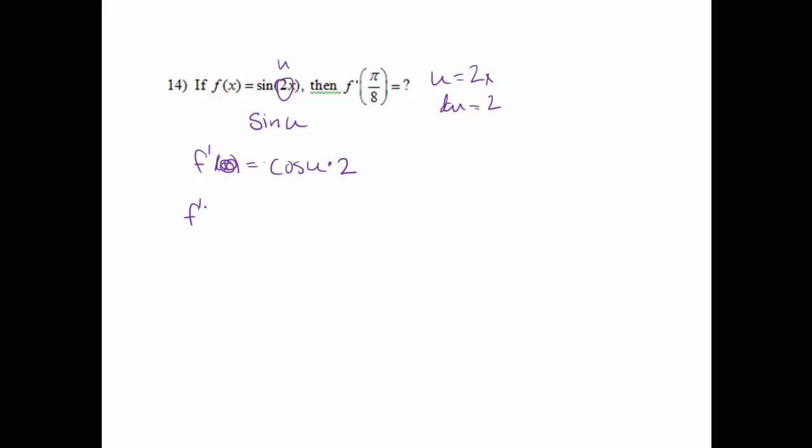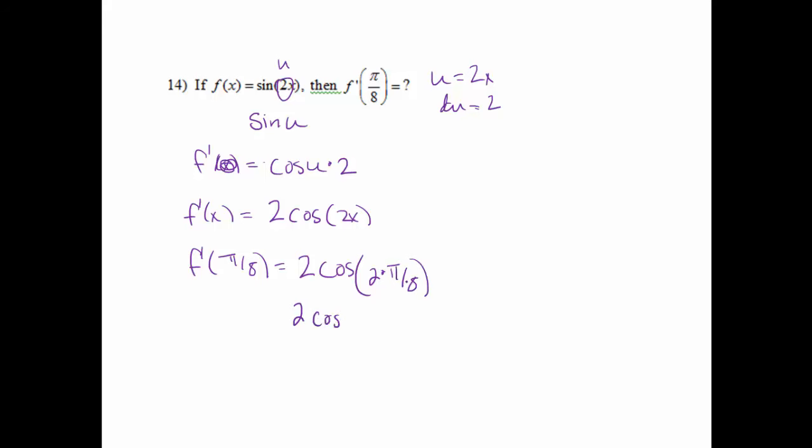So now if I just rewrite this, I like to put the 2 up front, 2 cosine of 2x, and now we're just going to evaluate it at pi over 8. So if I plug in pi over 8, I'm going to have 2 cosine of 2 times pi over 8, which is 2 cosine of pi over 4. And I know that the cosine of pi over 4 is square root of 2 over 2.